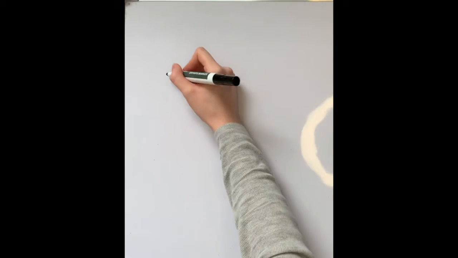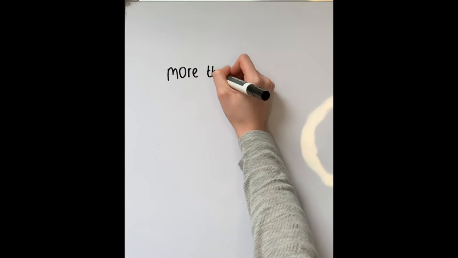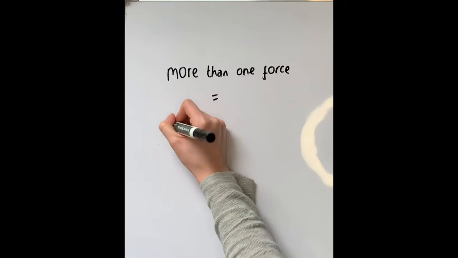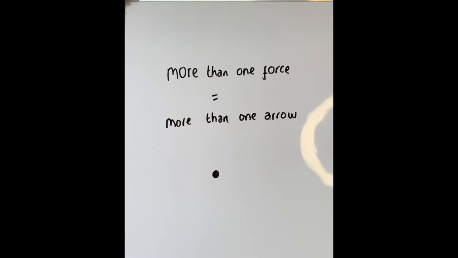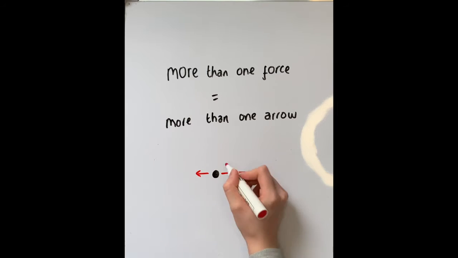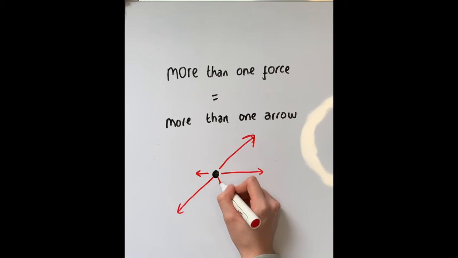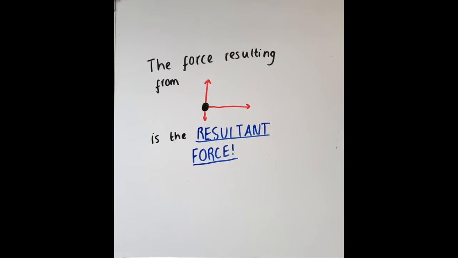If there is more than one force acting on an object, we simply just draw more than one arrow. And every arrow simply shows us the direction and magnitude of that single force. So we'll get something that looks like this. Multiple arrows acting on an object to represent the multiple forces acting on that object. The force that we get resulting from every single force acting on an object is the resulting force on that object. The overall force that the object feels due to multiple forces that act upon the object. We call this the resultant force.